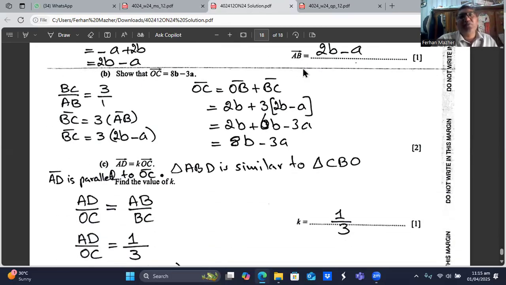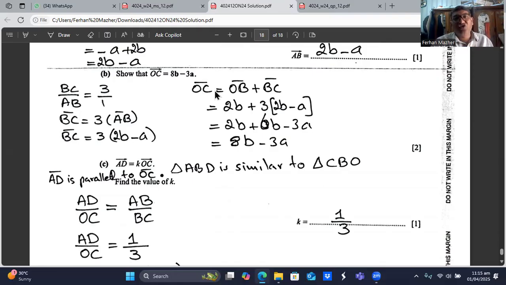So first of all, I'm going to find out the BC value, BC by AB. BC is 3 parts, AB is 1 part, so BC is 3 times AB, and BC will be 3. AB value we just calculated here. That is 2B minus A, so it will be, you can say, 6B minus 3A.